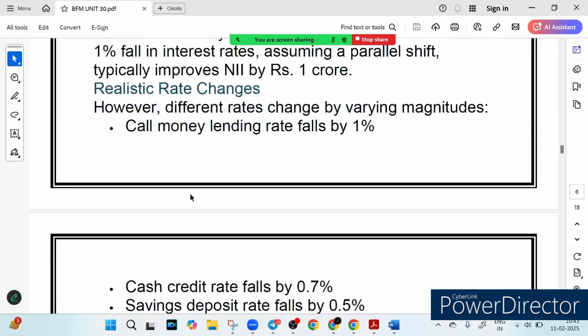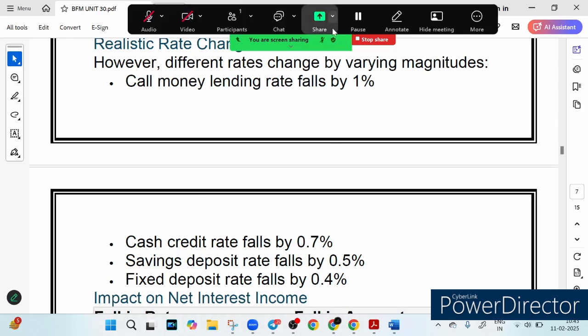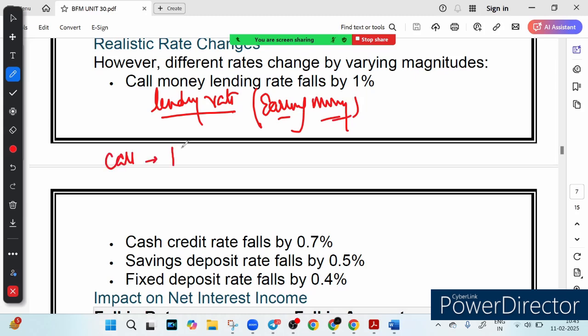So we can see the lending rate. First of all, let's talk about the lending rate, right? So realistic rate change you can see. When I say lending rate, it means we are earning money. By lending only, the bank earns money. So lending rate, you know, this call money drops by 1%. Call money drops by 1%.